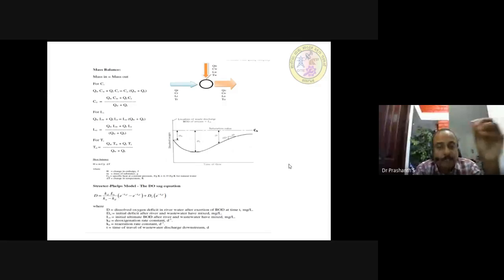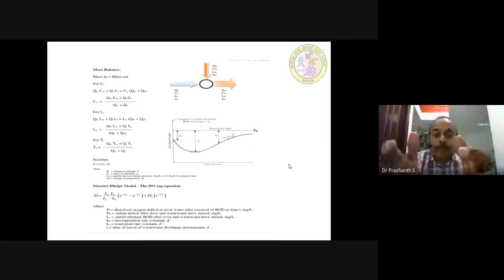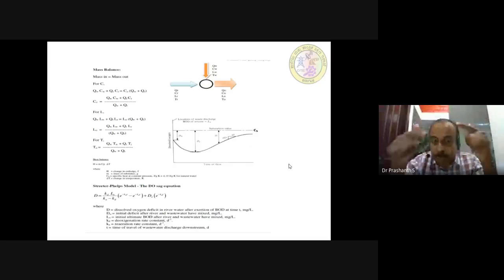C naught is the initial dissolved oxygen concentration at the mixing point. You have to keep it in mind. Mixing ಆದ್ಮೇಲೆ ಸಿಗೋವಂಥದ್ದು C naught. ಇದು ಅಷ್ಟೇ L naught. ಯಾಕೆಂದರೆ ಹ್ಯೂಜ್ ಅಮೌಂಟ್ ಆಫ್ ವಾಟರ್ ಇರೋದ್ರಿಂದ ವೇಸ್ಟ್ ವಾಟರ್ ಎಷ್ಟೇ ಜಾಸ್ತಿ ಬಿಟ್ಟರುವೆ 500-600 ಮಿಲಿಗ್ರಾಮ್ ಪರ್ ಲೀಟರ್ ಬಿಟ್ಟರುವೆ ರಿವರ್ದು 3-4 ಮಿಲಿಗ್ರಾಮ್ ಪರ್ ಲೀಟರ್ ಇರುತ್ತೆ.